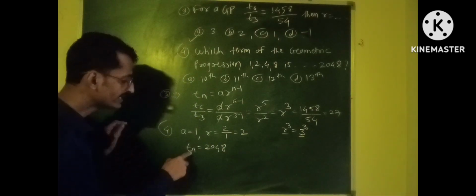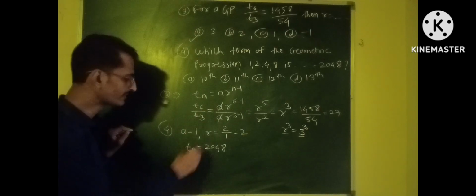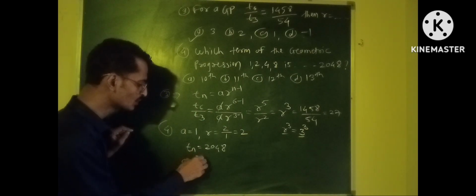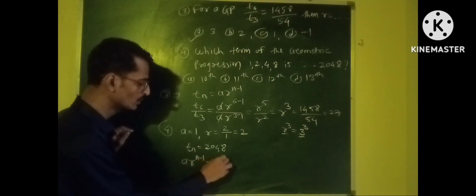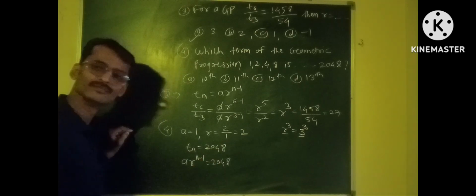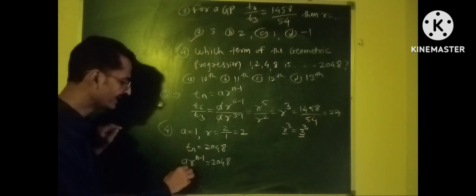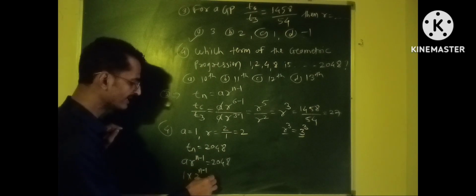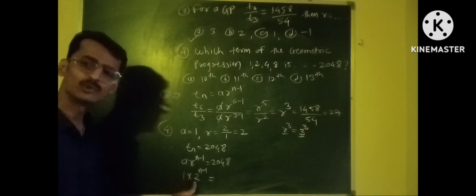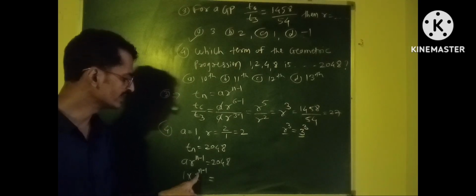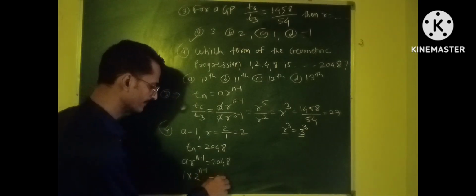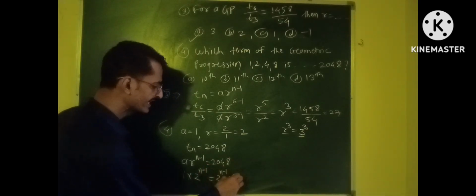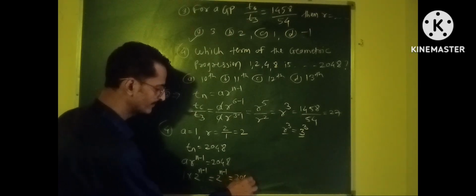Okay, so what is Tn? We know the formula of Tn: a r raised to n minus 1 is equal to 2048. Now we know a is 1, r is 2, so 2 raised to n minus 1. Now 1 into any number is that number. So this is 2 raised to n minus 1, and that is 2048.